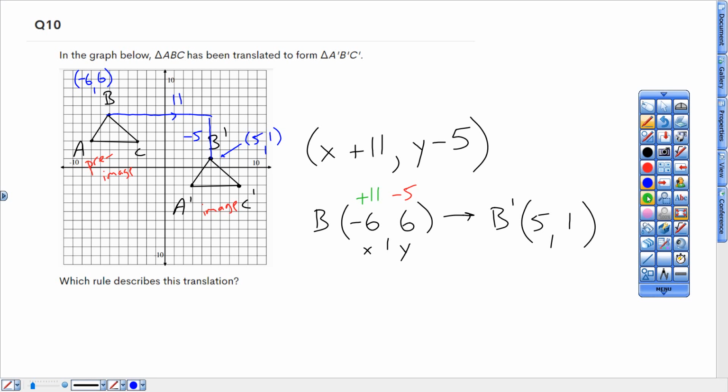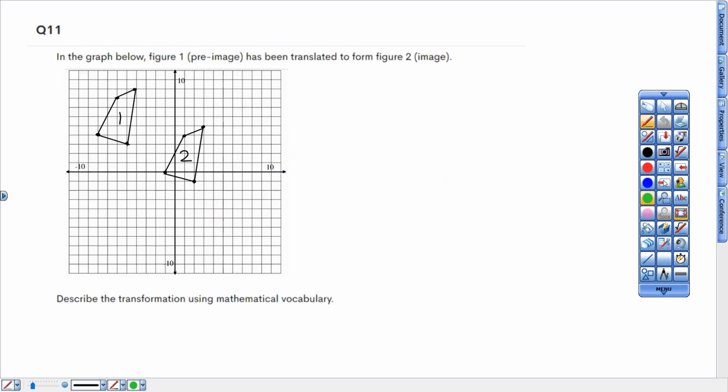But on test day, write it like this. Don't mix it up. Don't put X minus 11. Don't put the 5 with the X. The right number goes with the X. The up or down goes with the Y. All right, keep going. Fourth word is mountain.